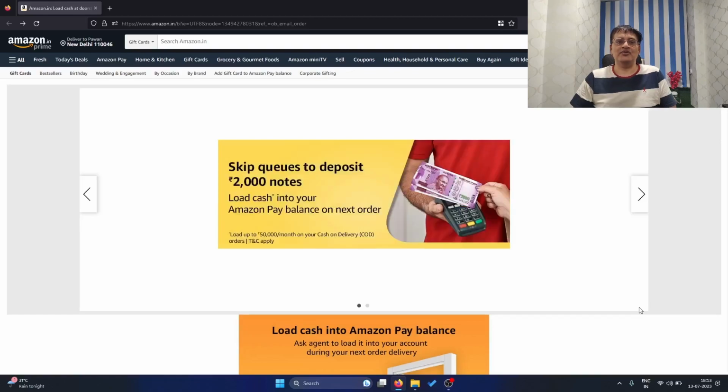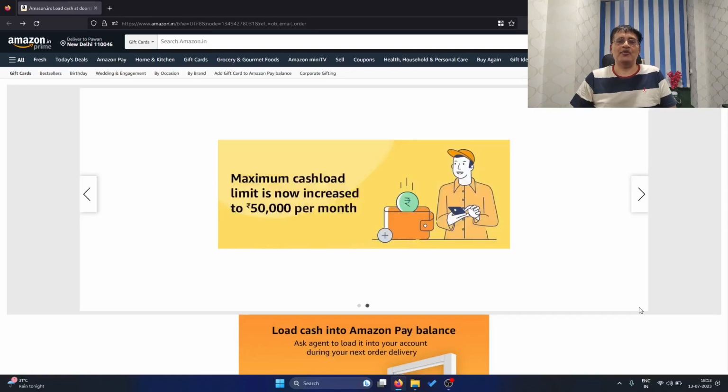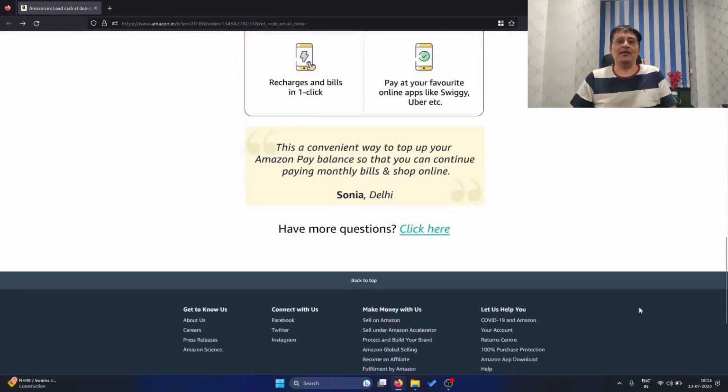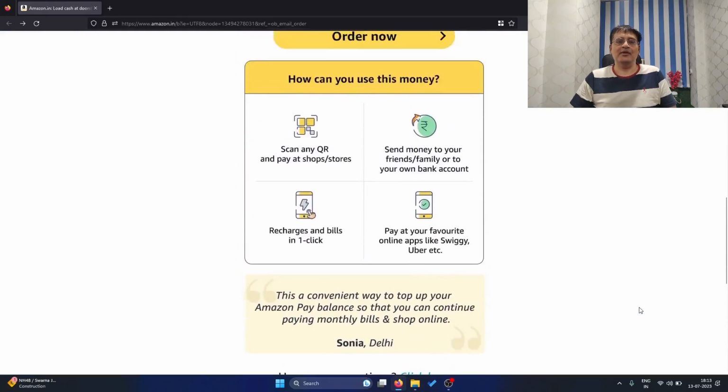Once you hand over the notes to him, he will instantly add the money to your Amazon Pay wallet. Once you have the money in your Amazon Pay wallet, you can use it immediately. You could scan it on any of the vendor shops, or you could transfer it to any of your friends or to your own bank account.